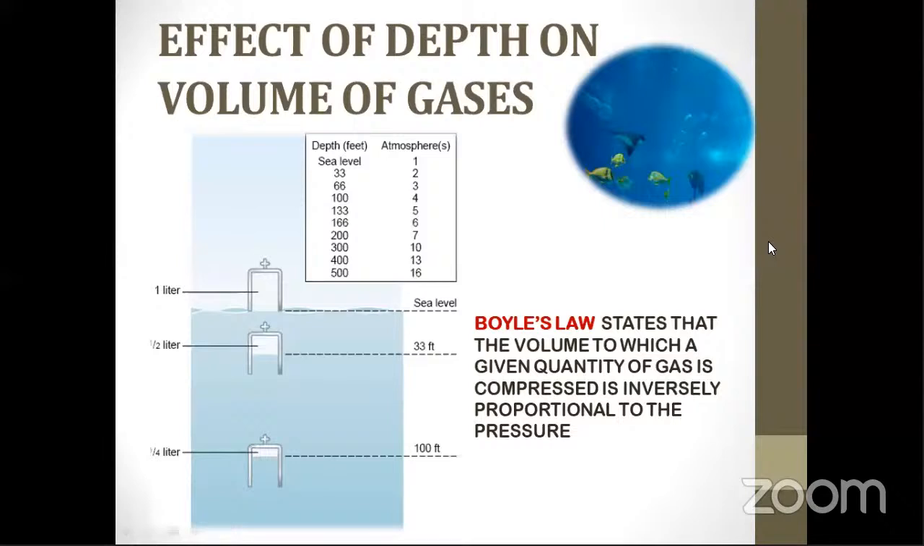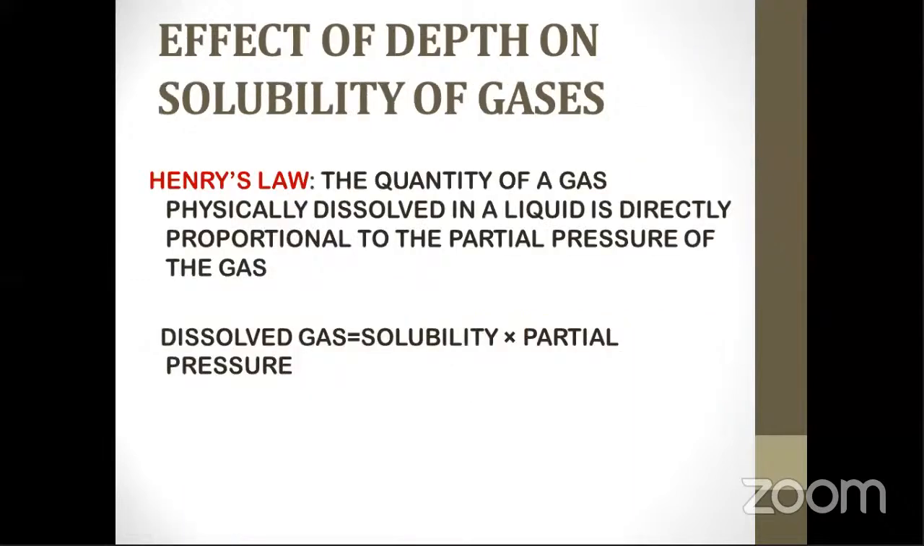Where you can see when the volume of gas is 1 liter at sea level, that will be decreased to half a liter at 33 feet. And at 100 feet, it is 4 atmospheric pressure, so the volume to which the gas is compressed is reduced to 1/4 liter. Okay, and what will happen to solubility of gases? So, the effect of depth on solubility of gases. According to Henry's law, what is that? The quantity of a gas physically dissolved in a liquid is directly proportional to the partial pressure of the gas. Okay, and dissolved gas is solubility into partial pressure.